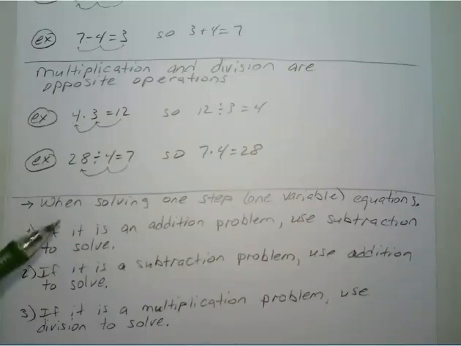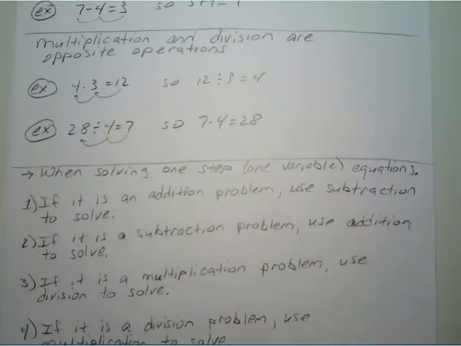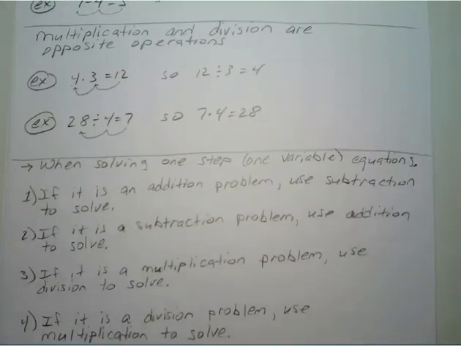When solving one step, one variable equations, if it is an addition problem, you're going to use subtraction to solve it. If it's a subtraction problem, then you're going to use addition to solve it. So you're going to use the opposite. Also, if it's a multiplication problem, you're going to use division to solve it, and if it's a division problem, you're going to use multiplication to solve it. You're always going to use your opposite operation to solve it.